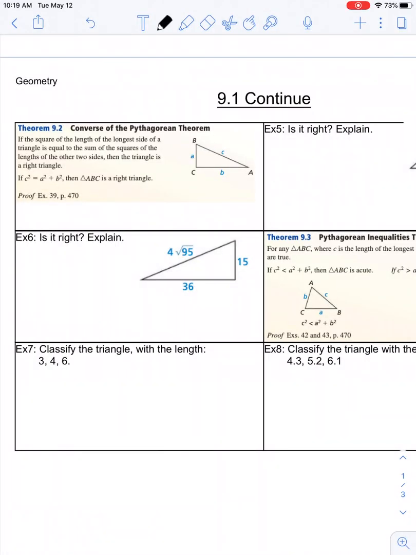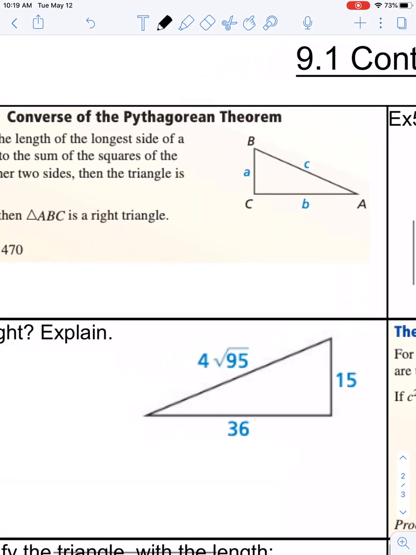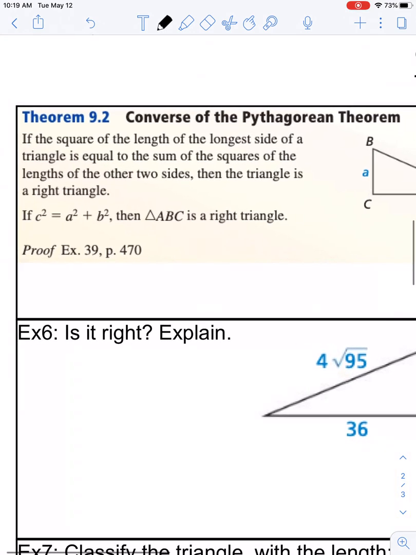Today we're going to go over 9.2, converse of the Pythagorean theorem. So we're going to look at the image here. In order to prove that this is going to be a 90-degree triangle, we need to do this math right here, where it says that c squared must be equal to a squared plus b squared. So basically the sides need to be the same if we have them squared.